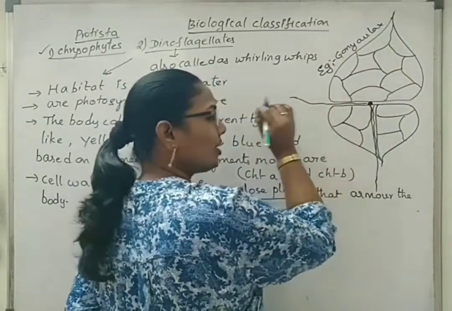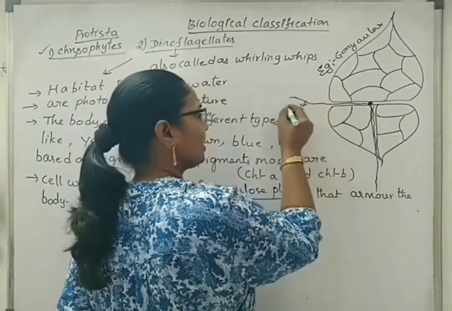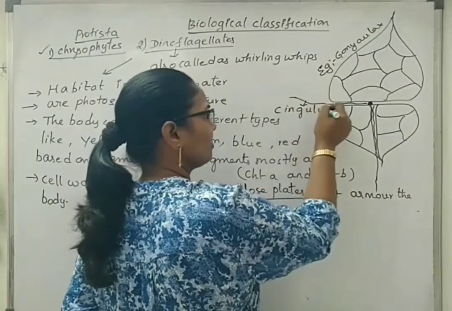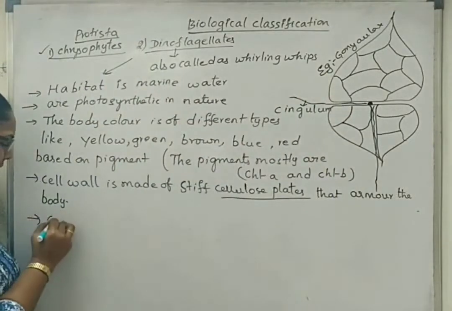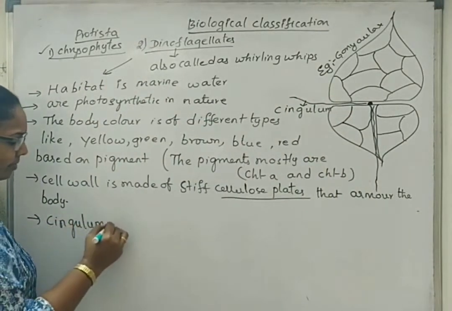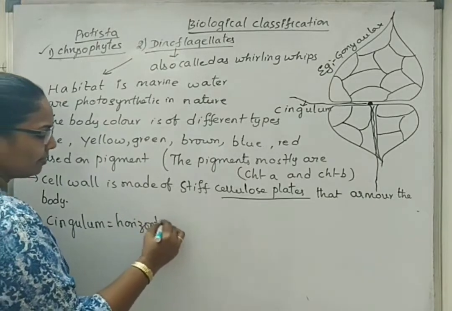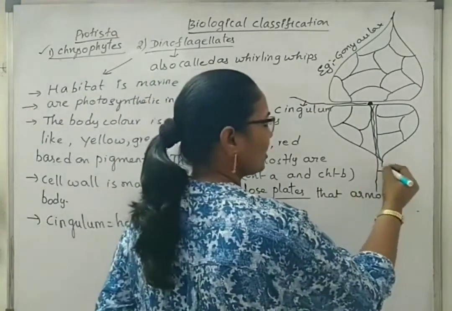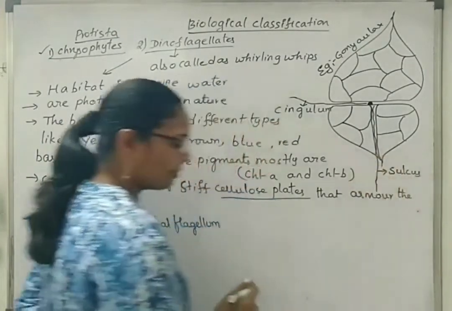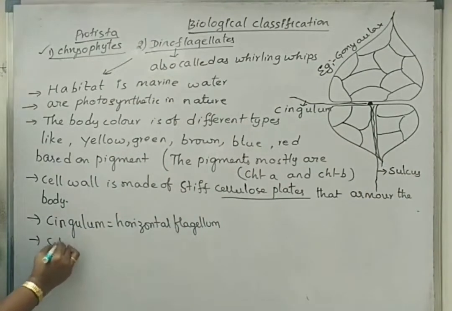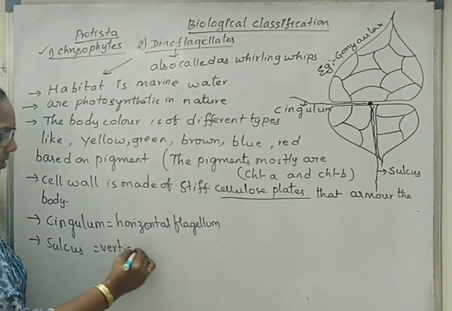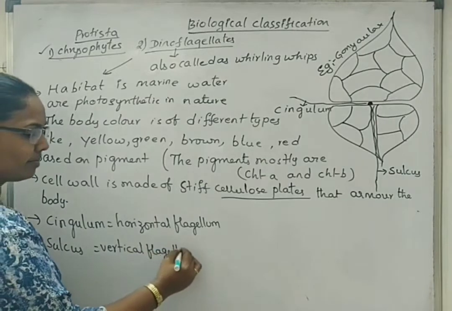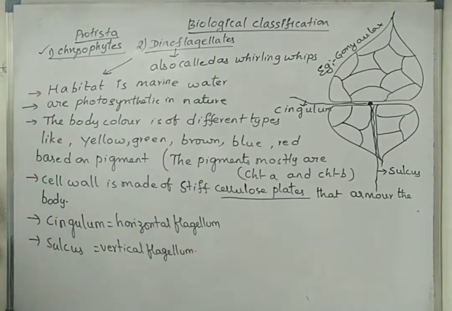Now, the horizontal flagellum is called the cingulum. The vertical flagellum is called the sulcus. Next, dinoflagellates or Gonyaulax.